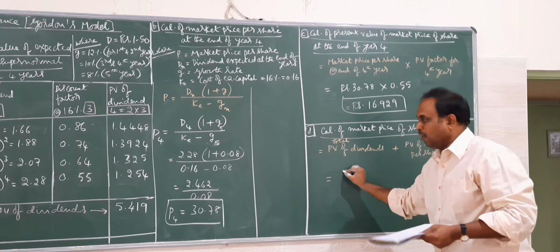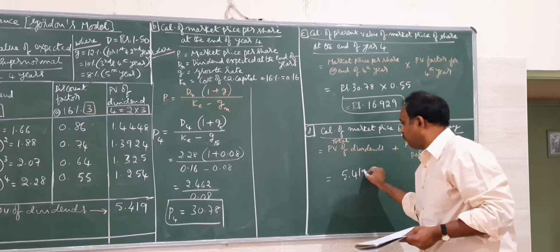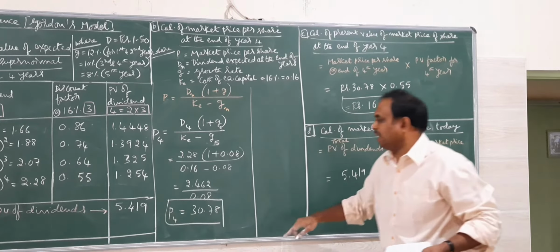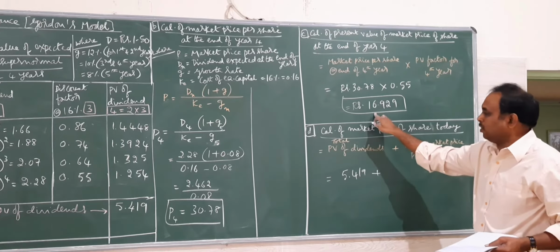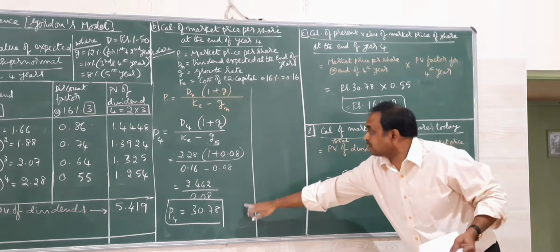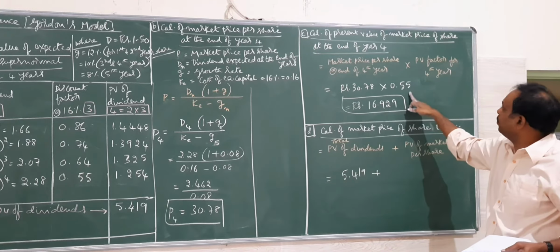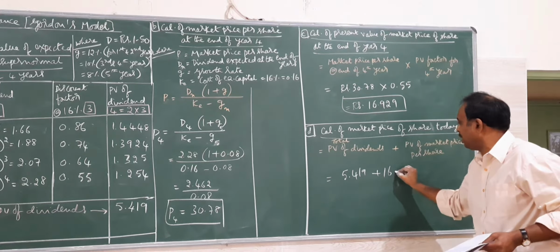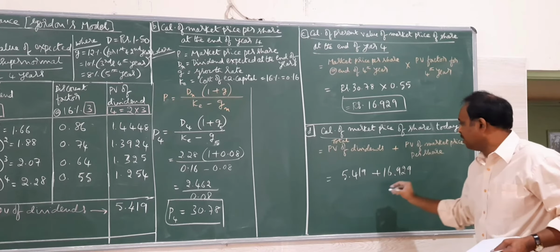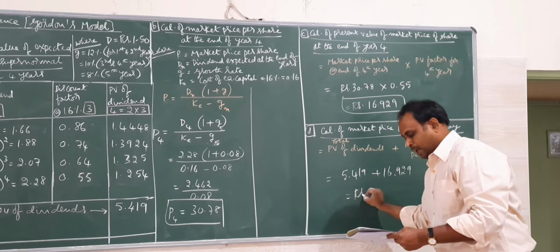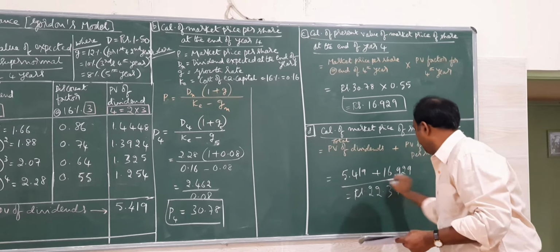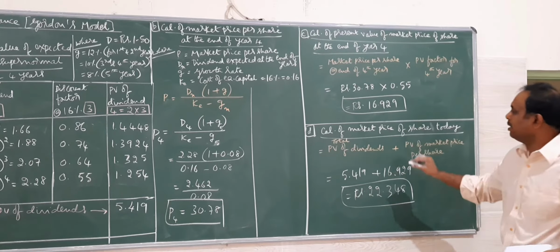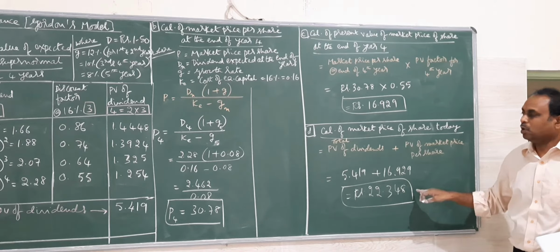Then the market price will include both the dividend and the market price per share. So the total PV of dividend is 5.419. I will take the total here. Then the PV of the 30.78, 30.78 into the PV factor, I got 16.929. So if I add, I'll get 22 rupees 34 paisa approximately for the market price per share today.